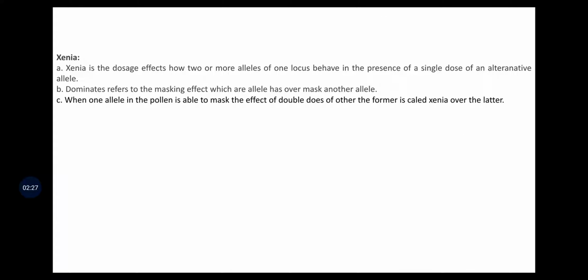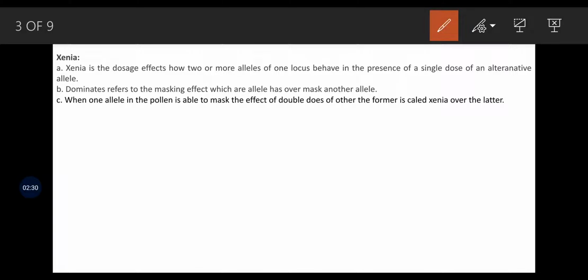In the Xenia effect, I'll just draw here diagrammatically what will happen. I already told you, the Xenia effect is always observed in the maize plant. Here I am just drawing the plant. Here you can see the cob or the silk portion, and at the top you will get the tassel portion. As the definition says, xenia is the effect of pollen on the seed characters based on the dosage effect, dominance of one character over the other, and many more things.